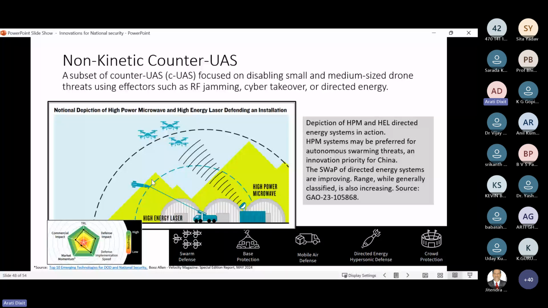And these are the scopes of HEL and HPM across the region, and design. The ranges, of course, are classified. We can't really talk about the ranges, but in general, tentatively, we can see the ranges approximately as shown on the diagram here.